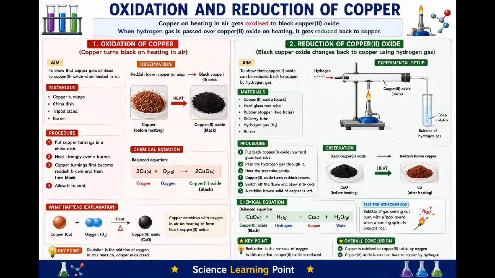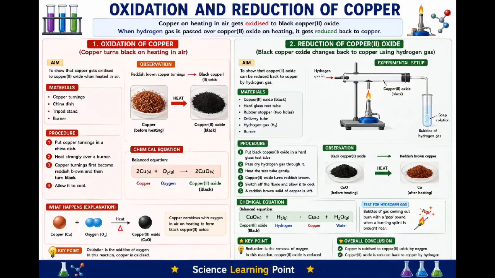What do we observe here? During oxidation, brown copper turns to black copper oxide, and during reduction, black copper oxide turns to brown copper. So we can clearly see the changes with our own eyes. This experiment shows us both oxidation and reduction.